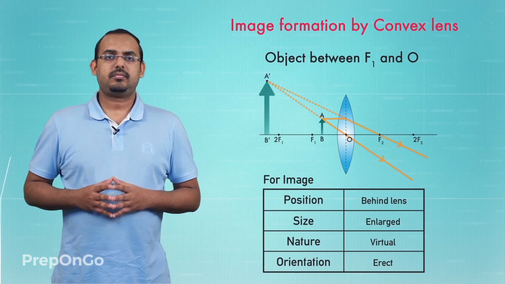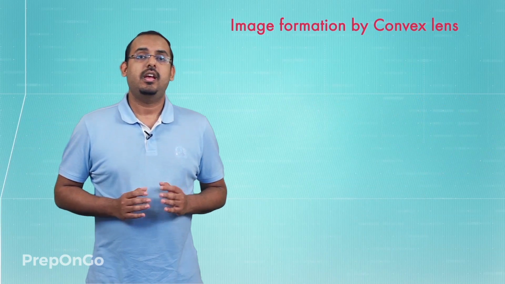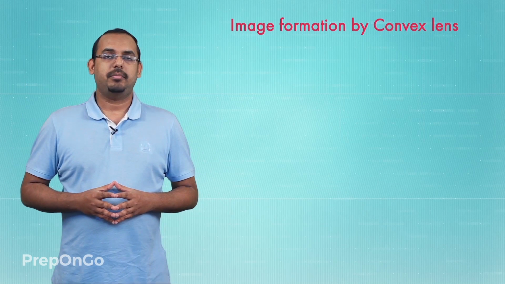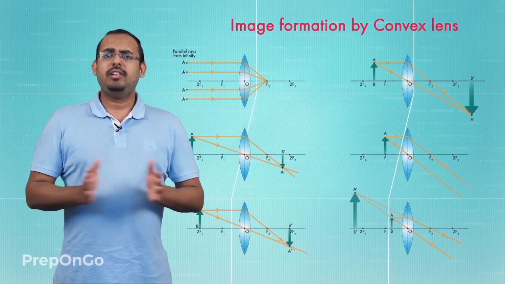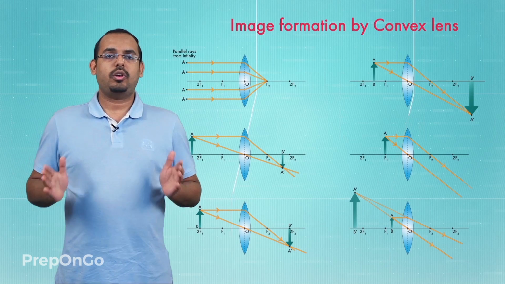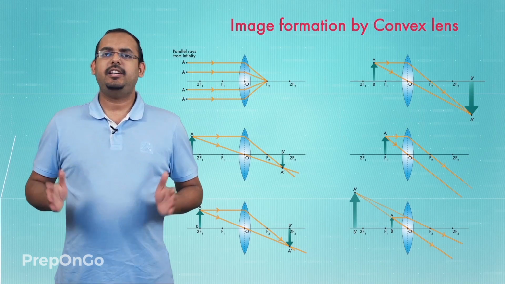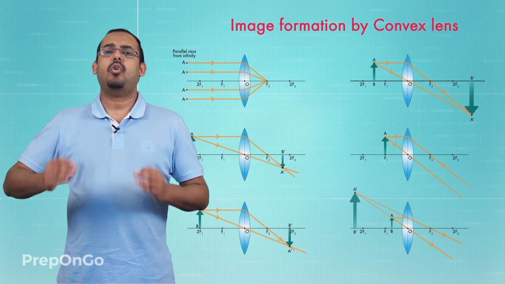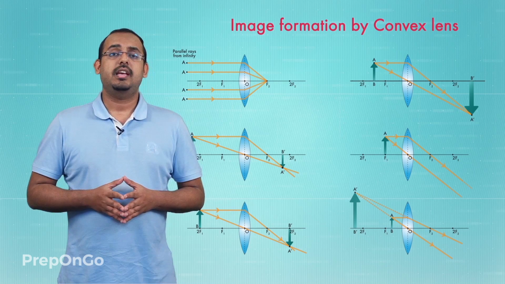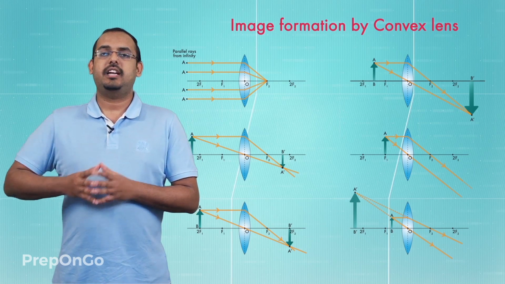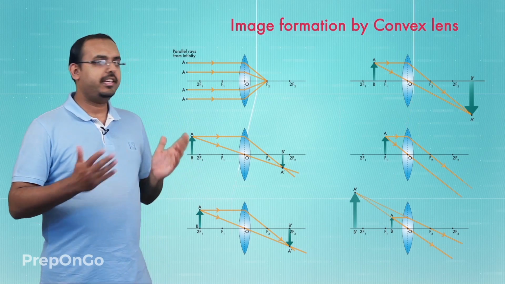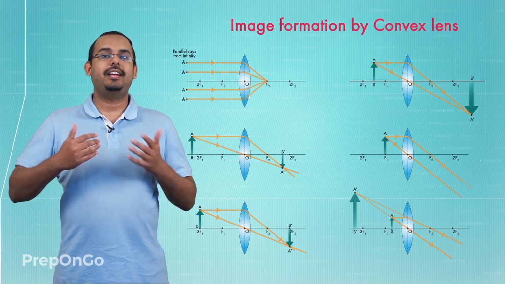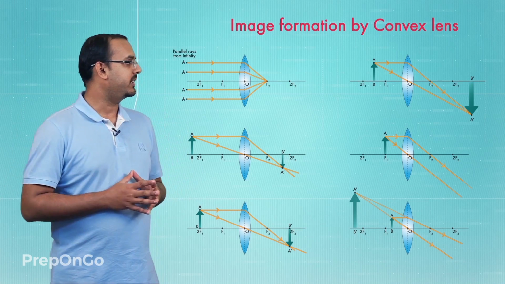So these are all the 6 cases of image formation with a convex lens that we have studied in this chapter. All these ray diagrams we could easily draw by just using the basic principles and concepts about spherical lenses and the behavior of some special rays that we have studied. So these are all the cases and concepts related to the image formation of a convex lens.